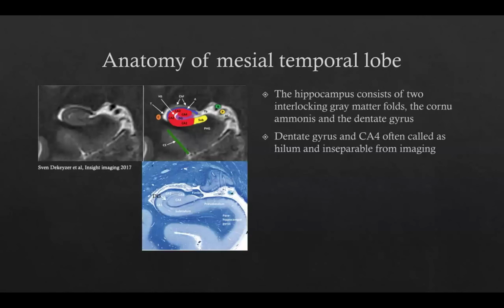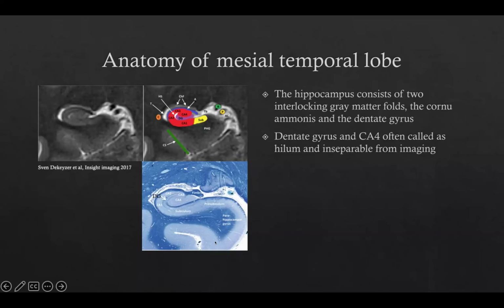So just a little bit on the anatomy of the mesial temporal lobe. When you read the report, the hippocampal formation is normal or hippocampal formation is abnormal. What we mean by hippocampal formation is these interlocking gray matter folds, which comprise the cornu ammonis and dentate gyrus. The cornu ammonis actually has 4 parts: CA1, 2, 3, and in the middle is the CA4, and together with the dentate gyrus, CA4 is inseparable on imaging.